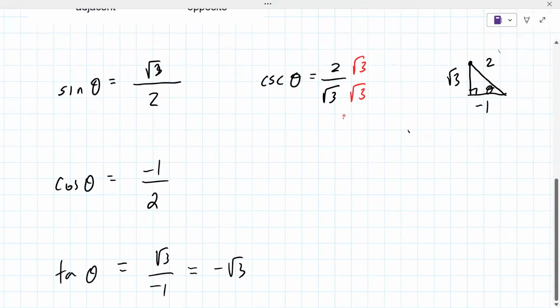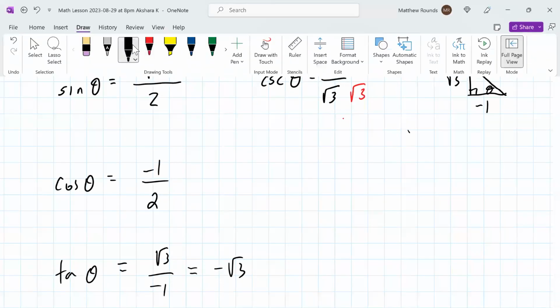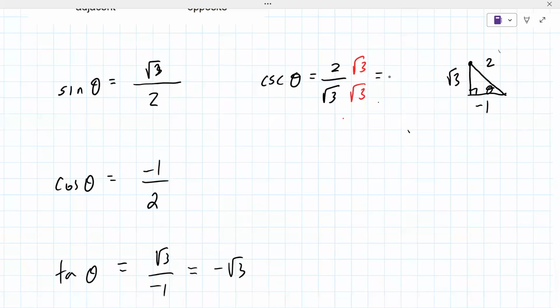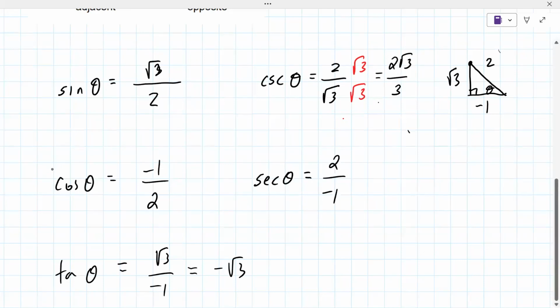I have a general idea of how. Okay, so you always multiply the bottom by the root, and it ends up being 2√3/3. So this is correct. This is the answer, but it's not in the right form. You've got to remember that they're telling you, hey, you've got to rationalize. Secant of theta is the reciprocal of cosine. So 2 over -1. And then you do want to write that as -2.